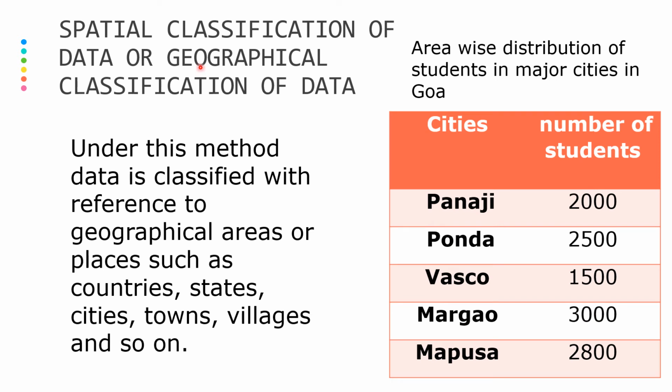The next type of classification of data is called spatial classification of data or geographical classification of data. So there are two synonymous words here. Under this method, data is classified with reference to geographical areas or places such as countries, states, cities, towns, villages, wards, and so on. Like, for example, what I've shown here in the table. This is an area-wise distribution of students in major cities in Goa. So you have various important cities of our state and the number of students in these cities. So when we express data in terms of the place or area, then we are talking about spatial or geographical classification of data.